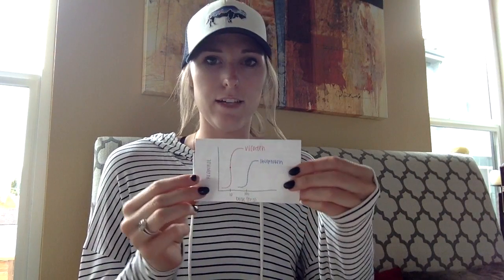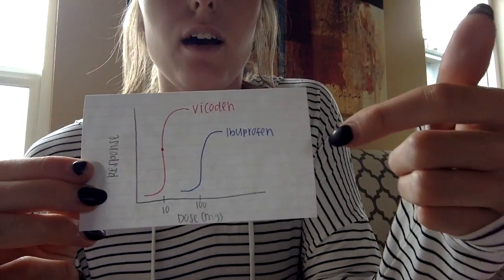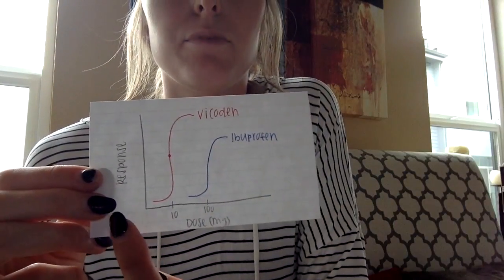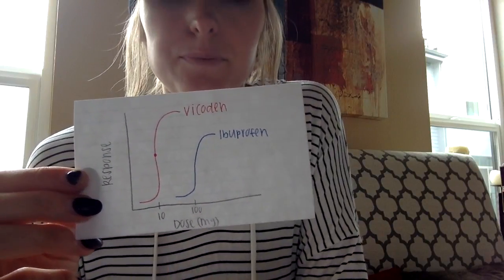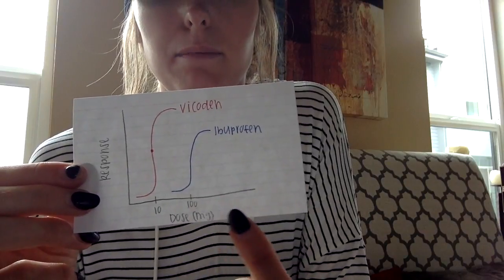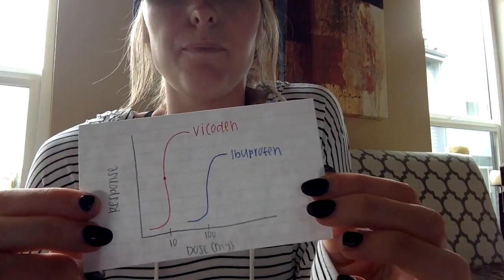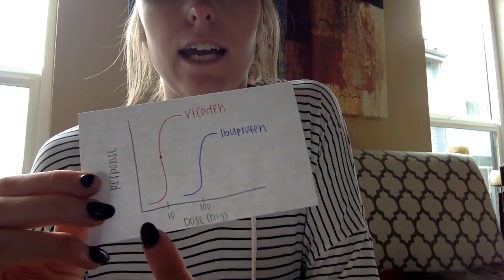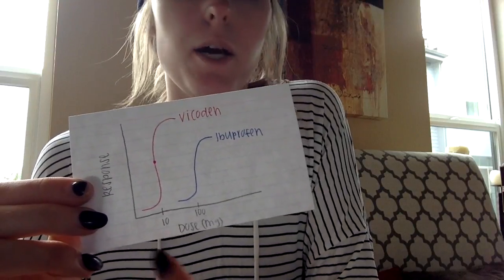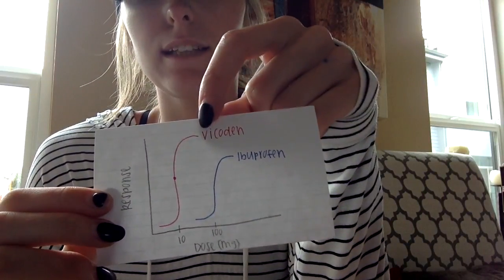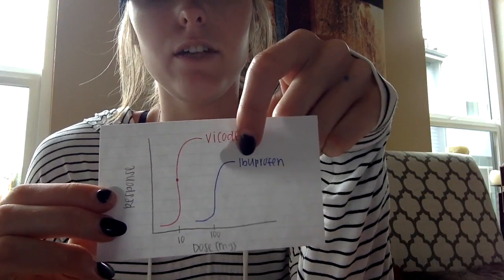So here's a graph I drew, if you can kind of see it. On the y-axis you have the response, and on the x-axis you have the dose in milligrams, and I just kind of made up these numbers. I don't really know the actual dosage. But what it shows here is that Vicodin is way more effective because the response is way higher than anything that ibuprofen can ever give you.